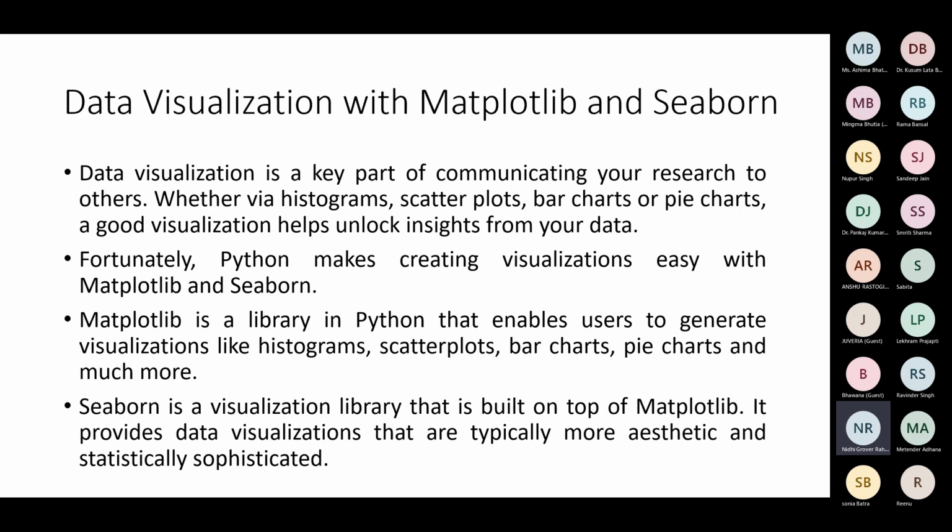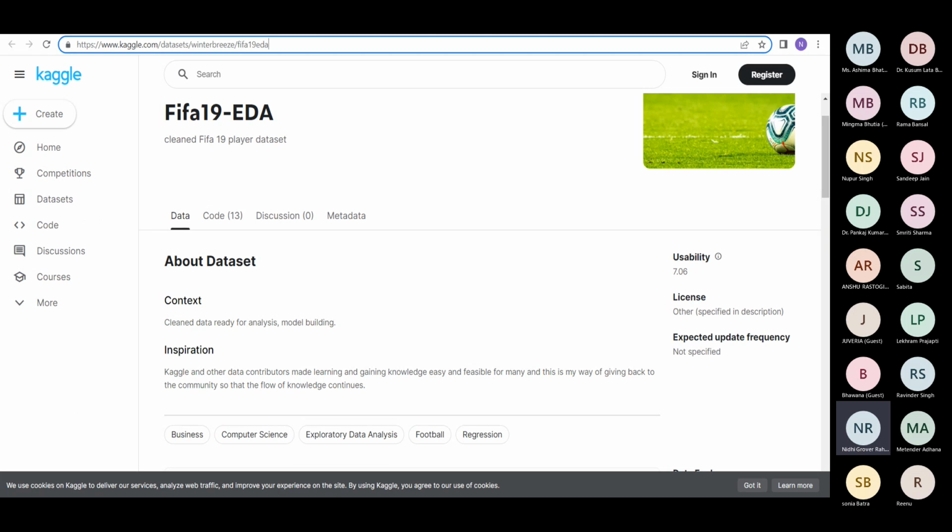Fine. So guys, where is our data set? Let us talk about our data set. This is the visual of Kaggle from which I have downloaded this data set. This is the FIFA 19 EDA data set, a cleaned FIFA 19 data set. Because this session is completely dedicated only to the data visualization part, and does not contain any other pre-processing, that is why we are going to work with a clean file.